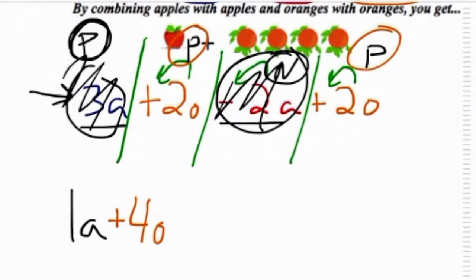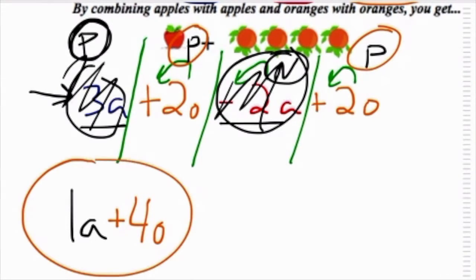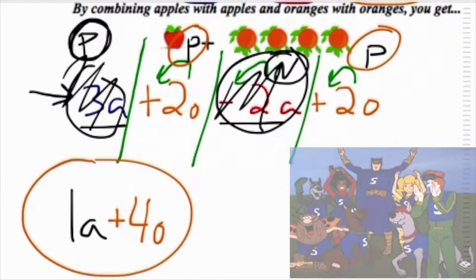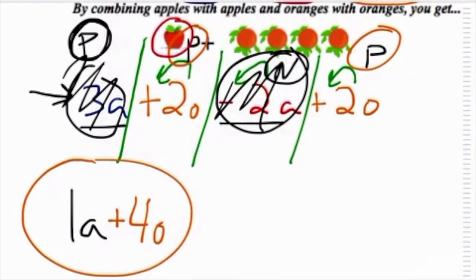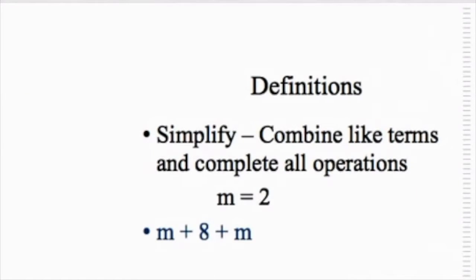But I need to put a plus or minus sign in between the terms to split them. And obviously, once again, if the answer was a positive, I put a plus sign. If the answer was a negative, I will put a minus sign. This is my final answer, 1a plus 4o. And if you look at the picture here, you'll see how they had the same thing. 1 apple plus 4 oranges. So hopefully you understand now about adding like terms.